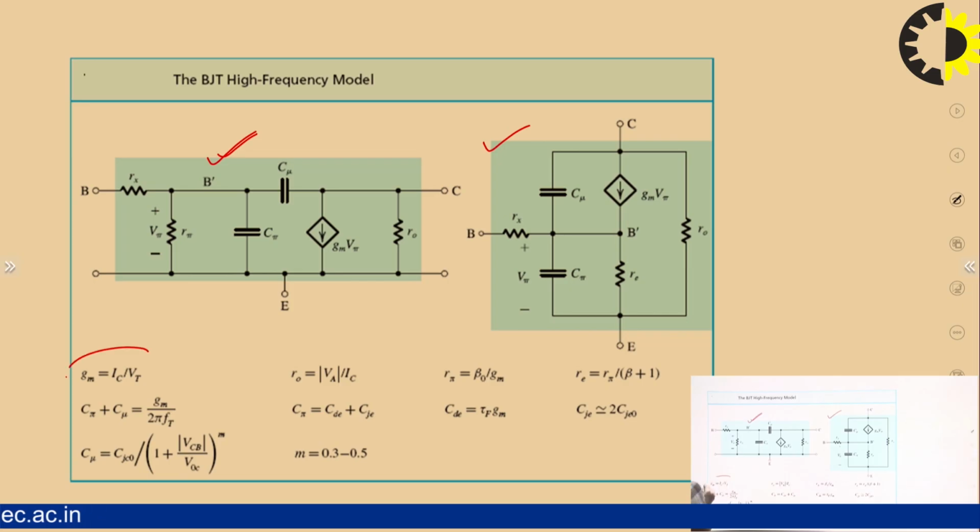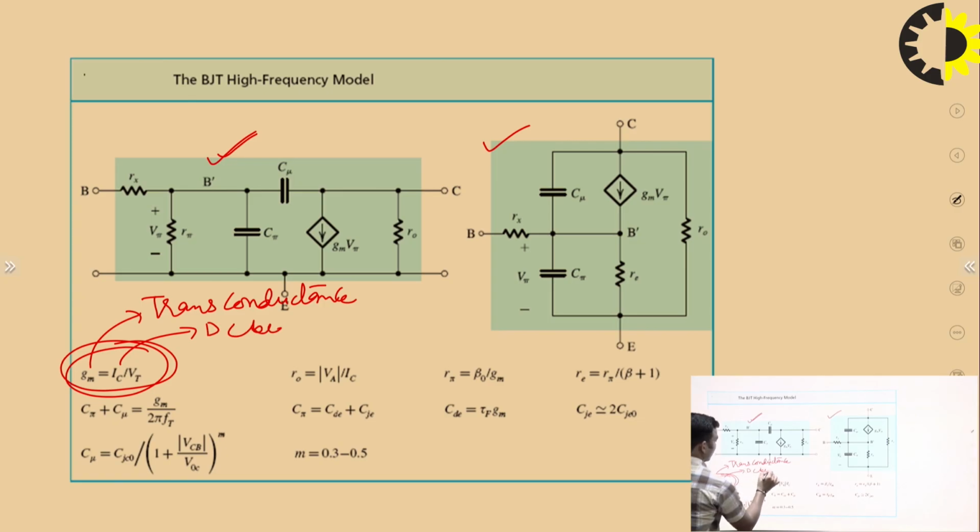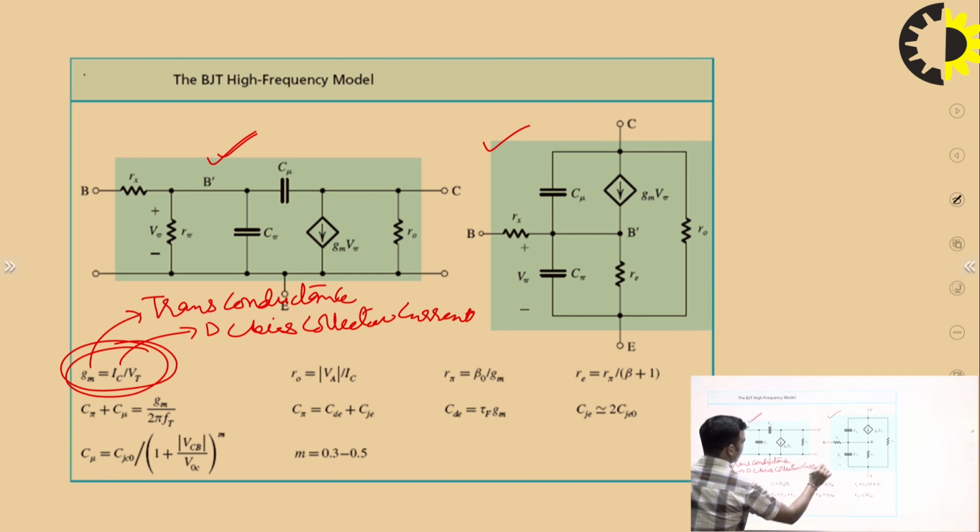And we already know this from the low frequency model, that Gm is equal to IC upon VT, where Gm is the transconductance, IC is the DC bias collector current, and VT is the volt equivalent of temperature, or thermal voltage, which is nearly equal to 26 millivolt at room temperature.